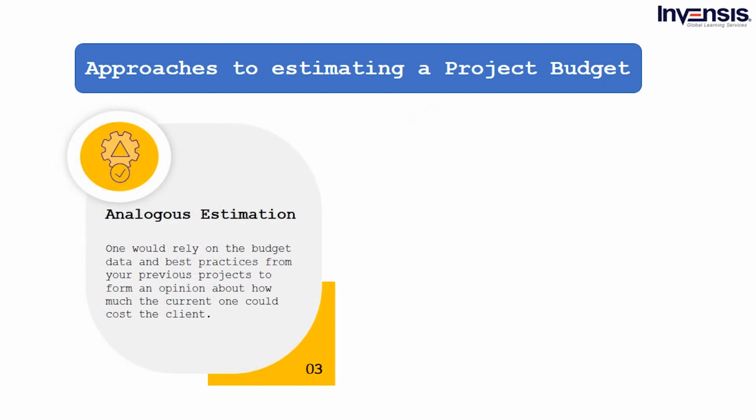Third approach is analogous estimation. If you're not completely new to project management, you've probably already overseen a few projects and know what works and what doesn't. Using comparable estimates, you'd base your estimate on budget data and best practices from previous projects to determine how much the new project may cost the client. Analogous estimation can be a back-and-forth process, but instead of doing it the hard way, why not do it the smart way with project management software?